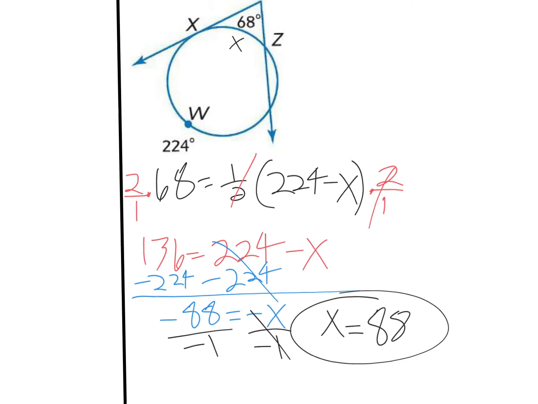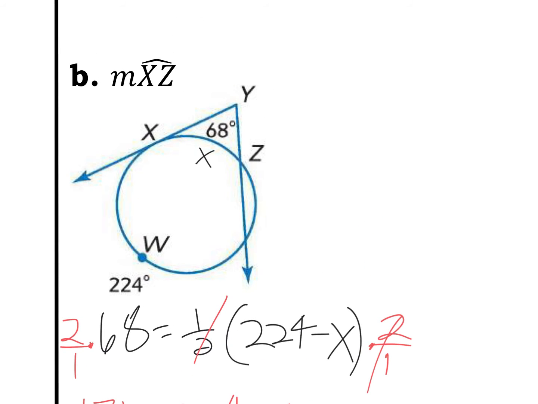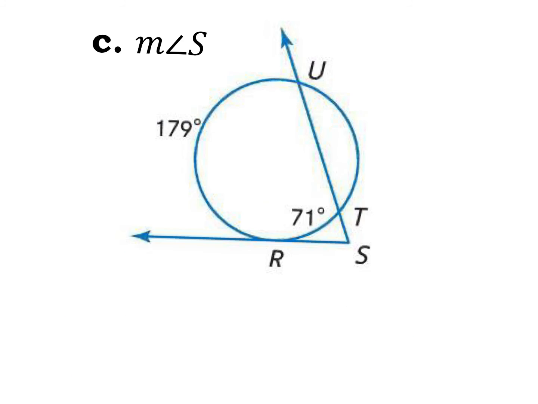And so measure of arc XZ is going to equal 88 degrees. I got a couple more examples similar to the first two.